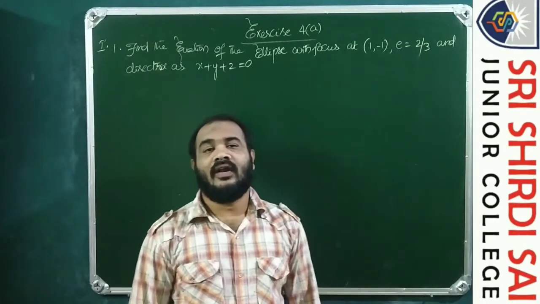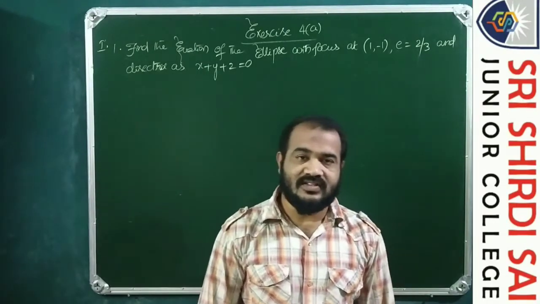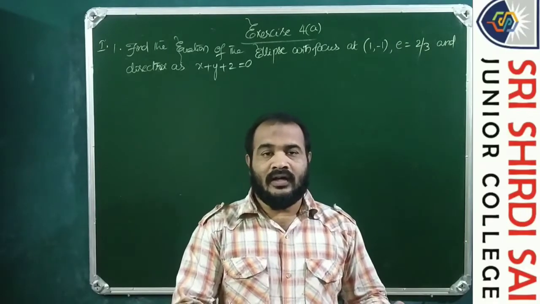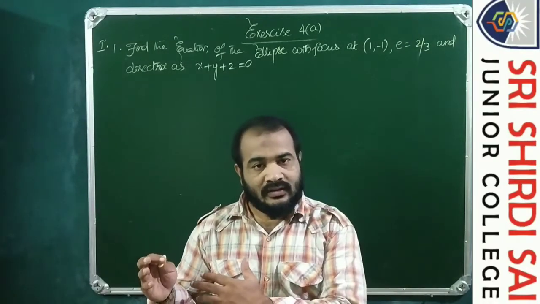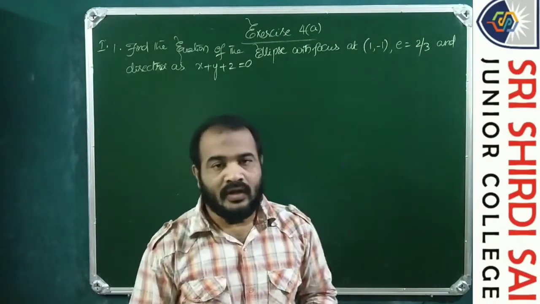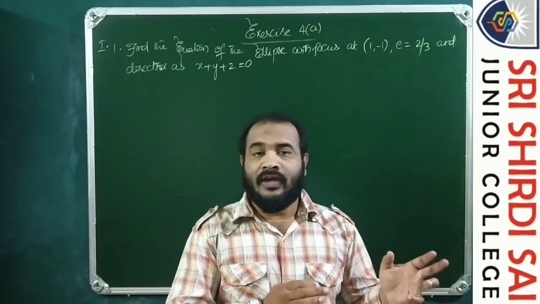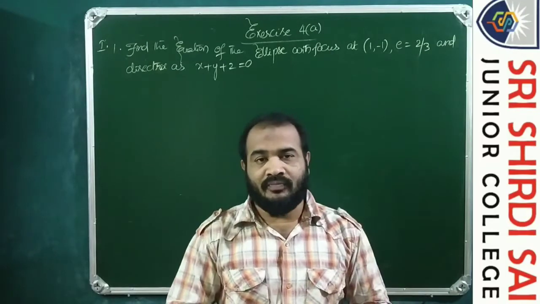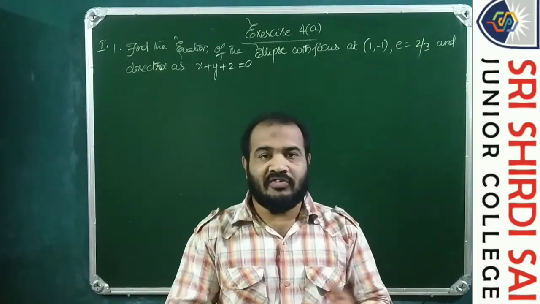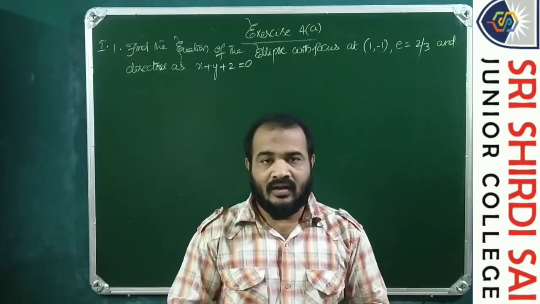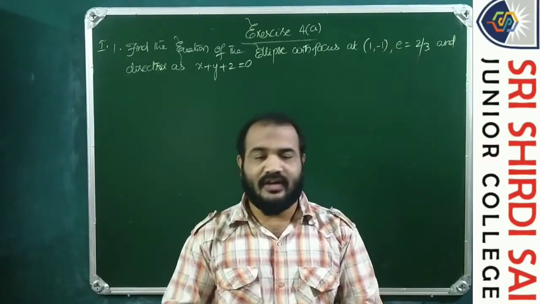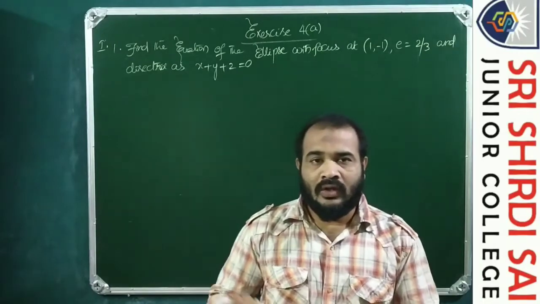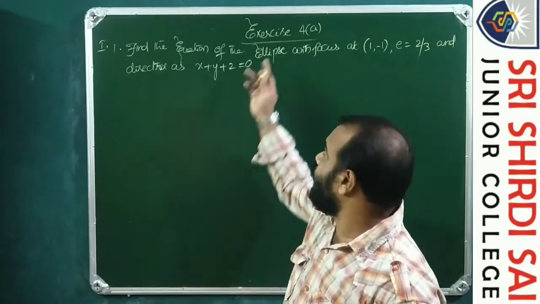Good morning students. In the last two lectures we discussed the essentials and prerequisites of Exercise 4A, where we derived the equation of the ellipse and various forms of the ellipse, the eccentric angle, and the next few definitions of chord, focal chord, latus rectum, etc. So let us start Exercise 4A.